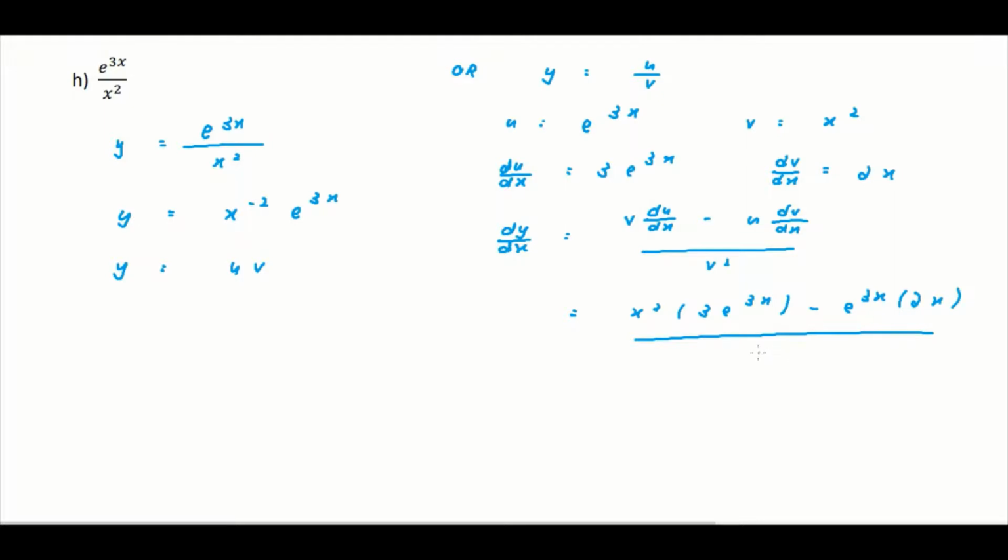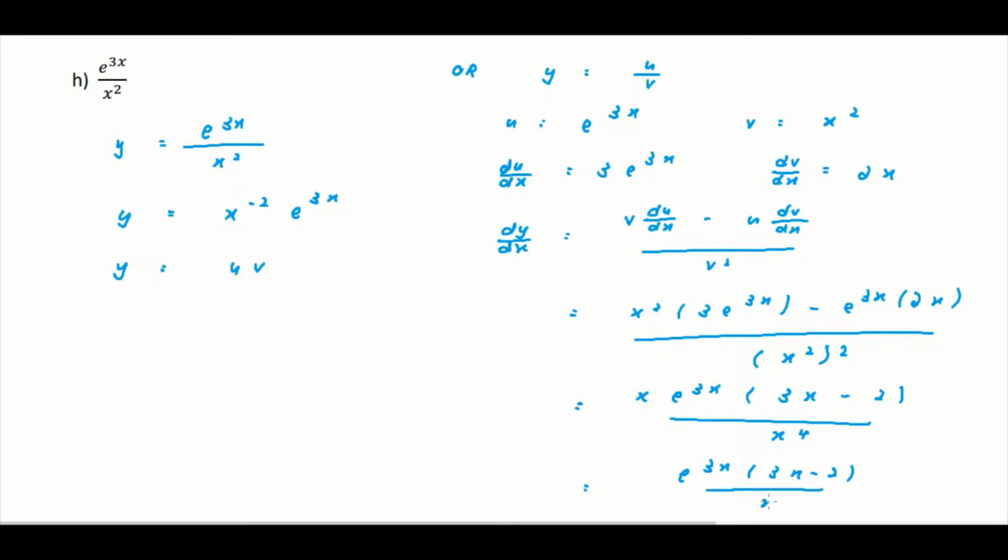So v squared is x to the power of 4. Okay, so now let us try to simplify it. You can see you have e to the power of 3x and also x in common. So x e^3x. What are you left with inside here? Since one x is already taken out, you're left with 3x minus 2, then divide by x to the power of 4. Since it is x to the 4, you can cancel out the x from above. So you're left with e^3x times 3x minus 2, over x cubed.